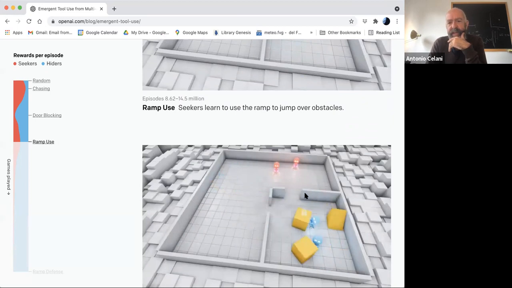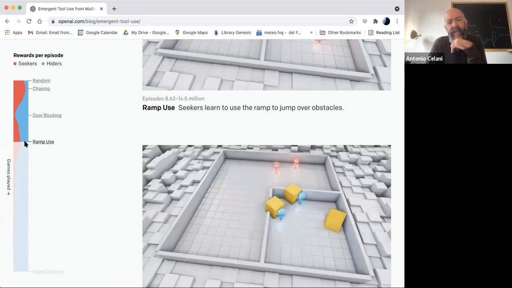Okay, so here the hiders learn to take out the ramp and then block the doors. And you see, this requires a lot of coordination, because one of the agents has to decide to go outside, while the other one already pulls the blocks close. Otherwise, they don't make it in time. Okay, so this tends to work.